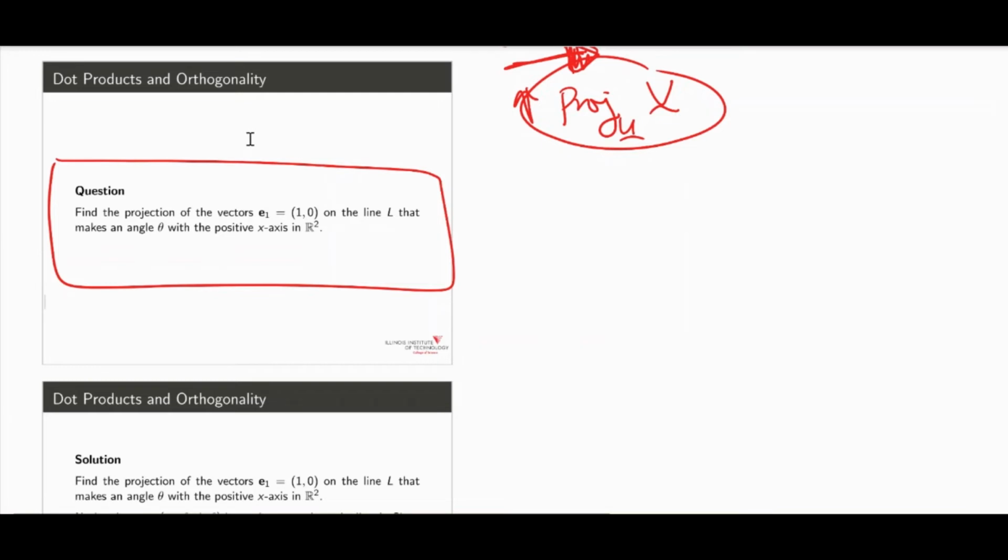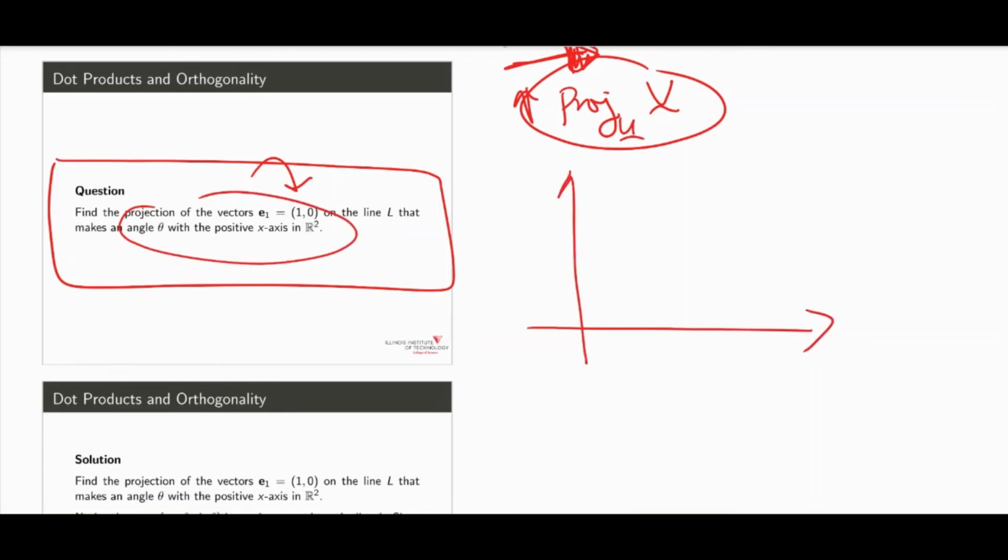Okay, the question right here is to find the projection of these vectors onto the line that makes an angle theta with the positive x-axis. So if you still remember, this is one of the homework problems. Okay, you have a line L which makes an angle theta with the positive x direction, and you have your E1 right here. You are asked to find the projection of this vector E1 onto L.